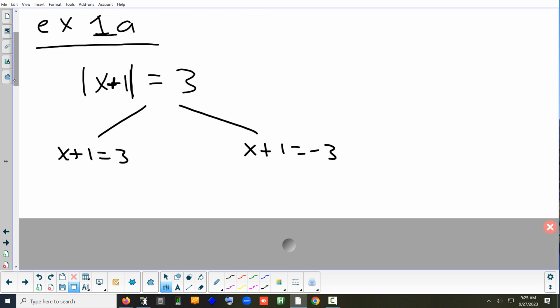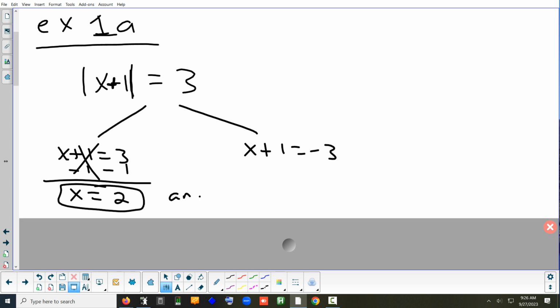And to get x by itself, it's the same step in both. What would you do to get x by itself in the first equation? Yeah, subtract 1 from both sides. Positive 1 minus 1 is 0, and we get x equals 2. 3 minus 1 gives us 2.